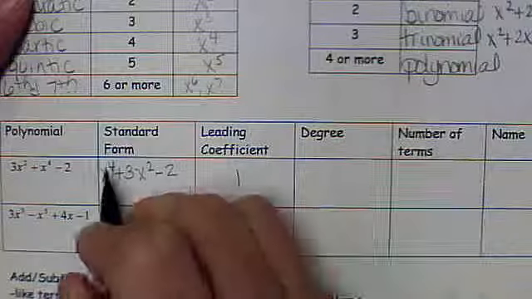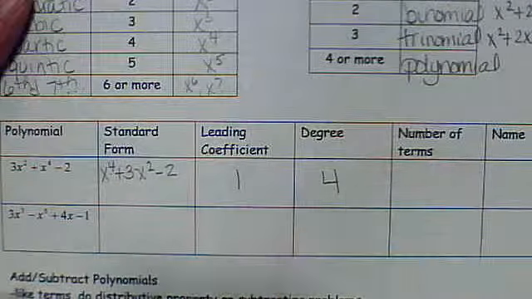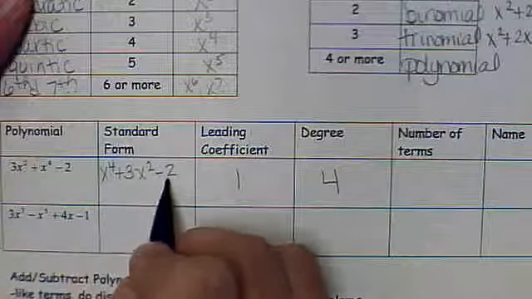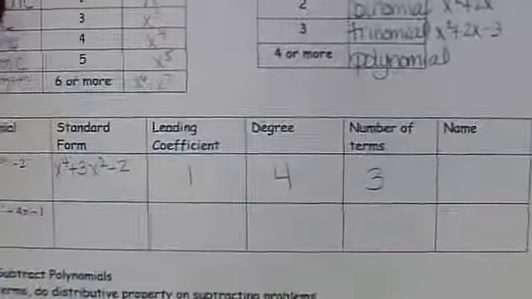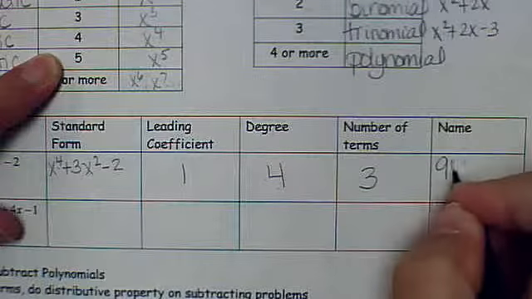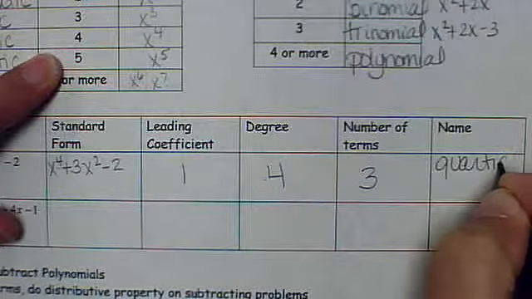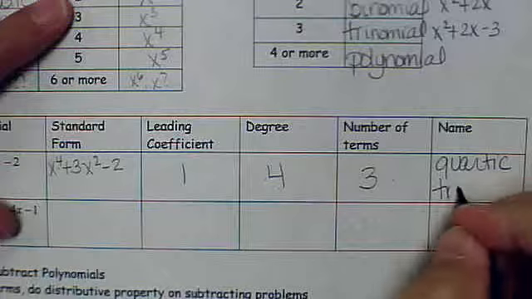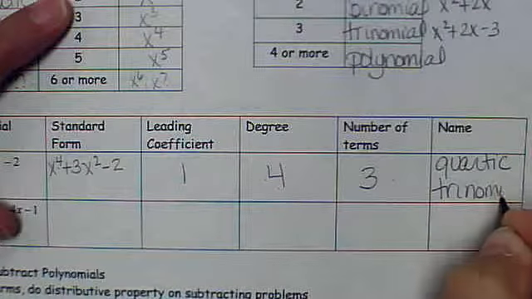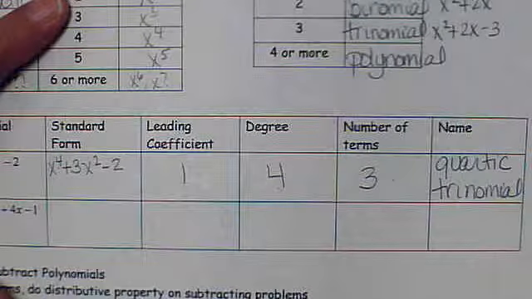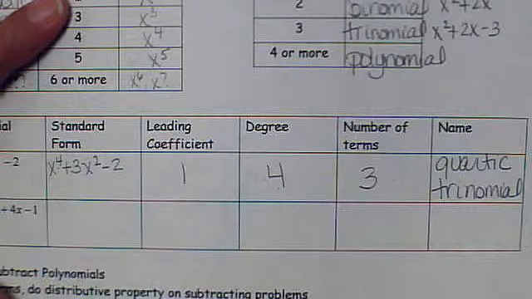The degree is the largest exponent, and that's 4. Number of terms is the number of things there are. There's 1, 2, 3. Now for the name, our degree is 4. So we look back at our chart. Degree of 4 means quartic. Number of terms is 3. So we look back at our chart. So that means it's a trinomial. So x to the 4th plus 3x squared minus 2 is a quartic trinomial.